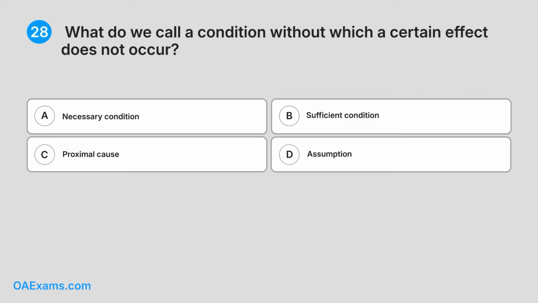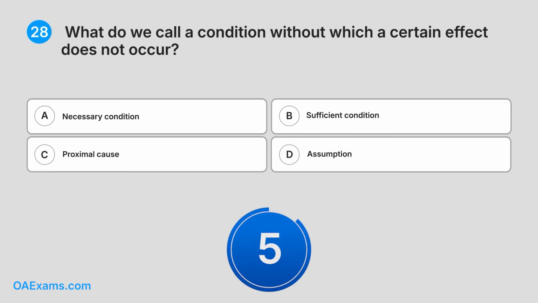What do we call a condition without which a certain effect does not occur? A. Necessary condition, B. Sufficient condition, C. Proximal cause, D. Assumption? What do you think is the answer?